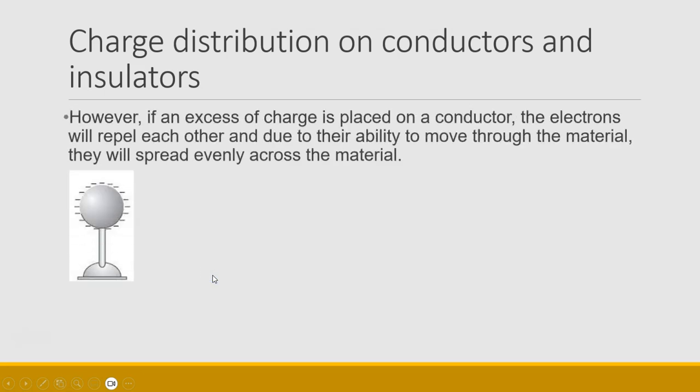On the other hand, if there is an excess of charge placed on a conducting metallic material, then again, remember the electrons don't like each other, so they're going to repel each other. But in this case, they have the ability to move through the material. So they will spread themselves evenly throughout the material in order to minimize their repulsive forces.